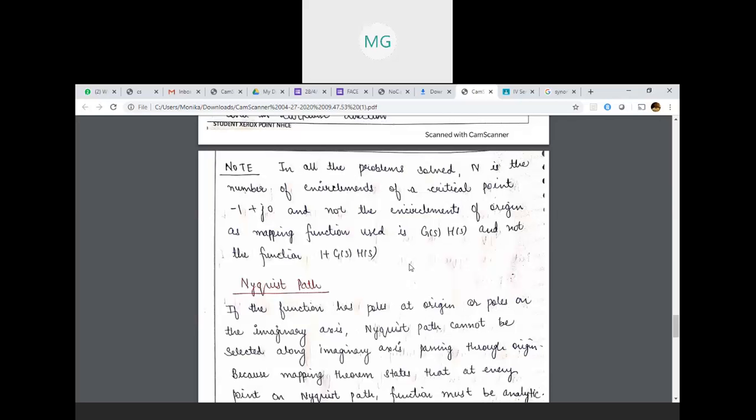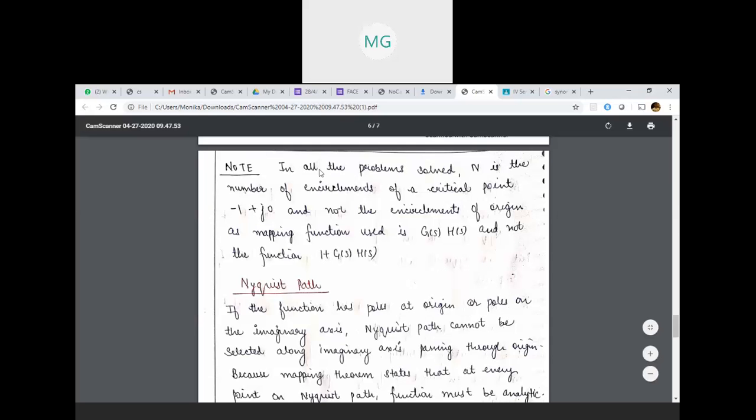So what we are going to do? We are just taking 1 plus GH instead. If you take G into H, the point which is encircled is origin. But if you take 1 plus G into H, the point which is encircled is minus 1 plus j0. Just this one is coming to the right hand side. So it becomes minus 1 plus j0. Read it carefully. Capital N is the number of encirclements of the critical point minus 1 plus j0, not the encirclements of origin. Why? Because the mapping function used is not G into H, but it is 1 plus G into H. I hope I am clear till this point.